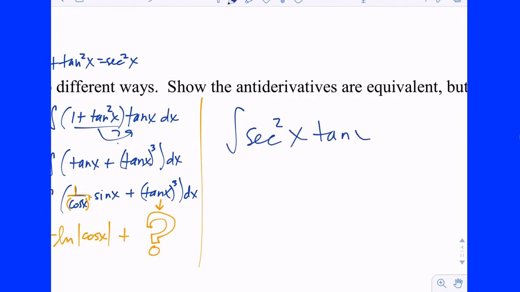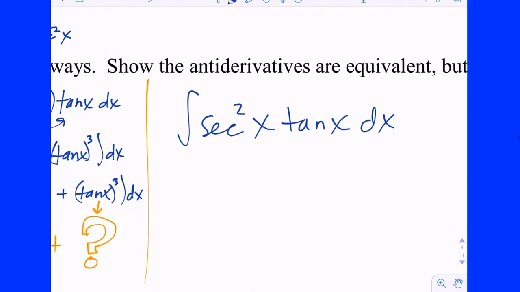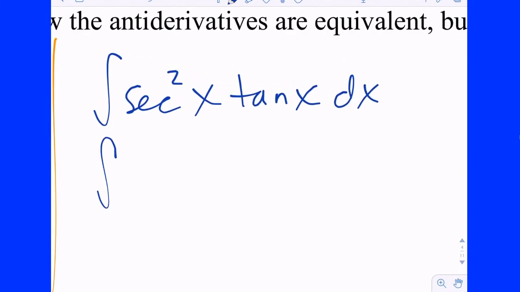Break it up into sine and cosine. Oh, yeah, when in doubt, put it in terms of sine and cosine. I like that. 1 over cosine squared times sine over cosine.